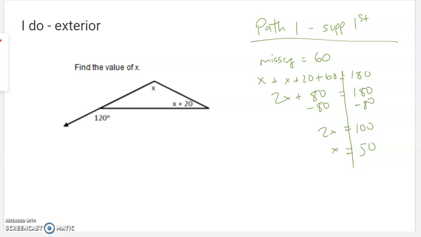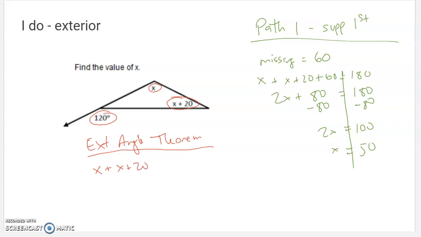If you remember, any exterior angle is equal to the other two interior angles added together. So if you remember the external angle theorem, then you have an even shorter path to the end. And I can just say, I know these two interior angles. When I add them together, I get the other exterior angle, the far exterior angle across from them. So that would be 2x plus 20 equals 120. And of course, I'm going to get the same thing I got here.